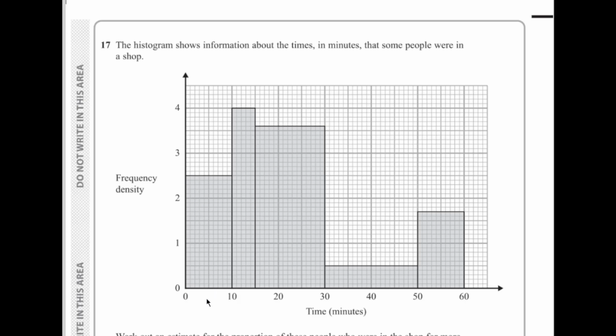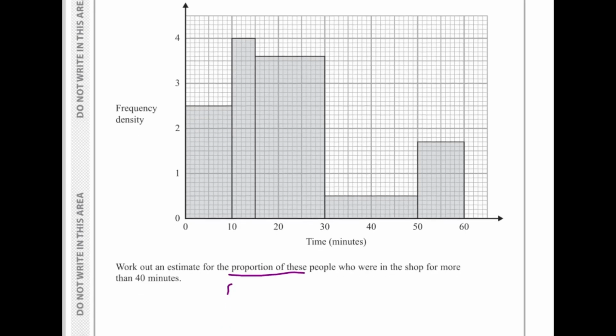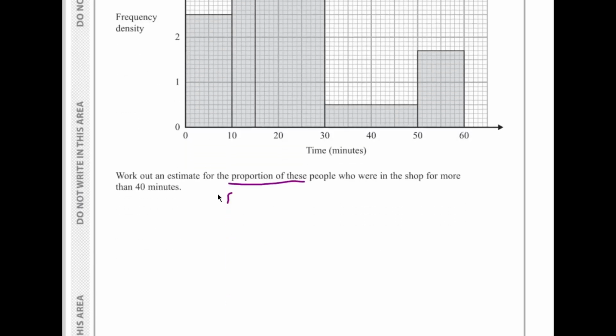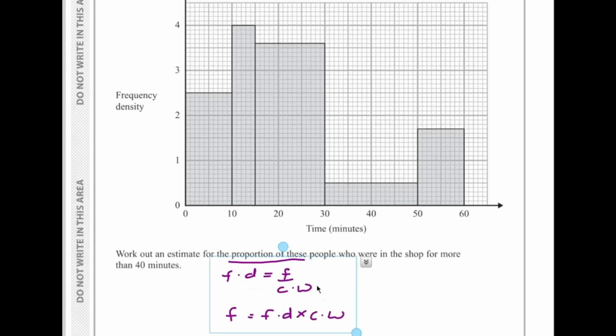So let's get the frequency density formula. Frequency density equals frequency over class width. Therefore, frequency equals frequency density times class width. So let's move on to each bar and get its frequency.